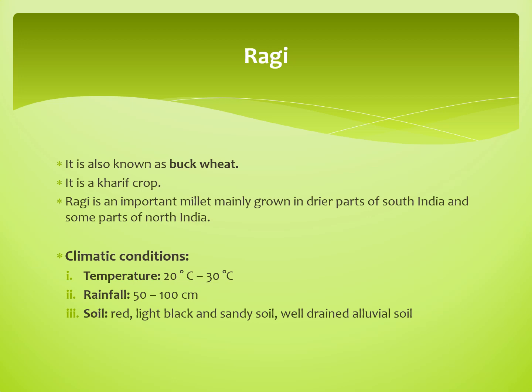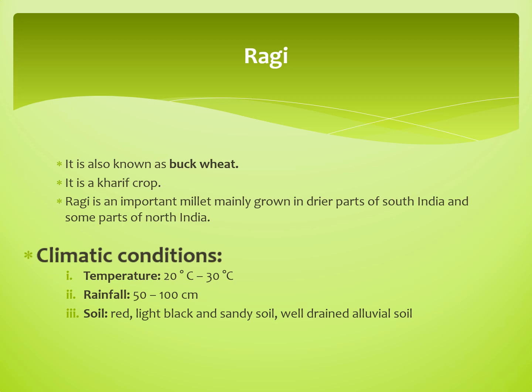Let's talk about ragi now. It is also known as buckwheat. It is a kharif crop. Ragi is an important millet mainly grown in drier parts of South India and some parts of North India. Let's have a look at the climatic conditions required for growing ragi.